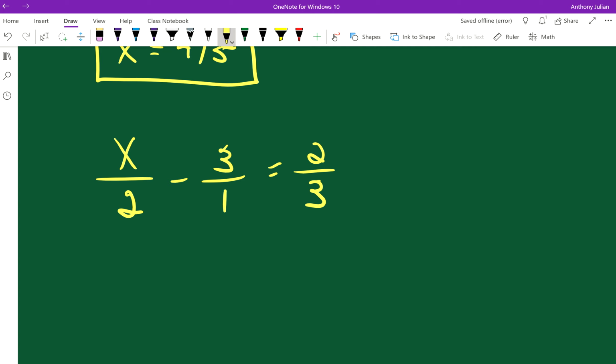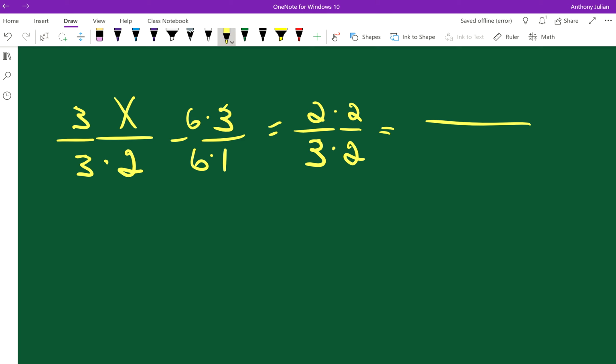Let's see what happens here. If I get all my denominators to be 6's, then I would multiply the 2 by 3, top and bottom. The 1 I'd multiply by 6, top and bottom. And the 3 I'd multiply top and bottom by 2. Now we know the denominator is 6. When all the denominators are the same, I can just concentrate on the numerator. So the first one is going to be 3x over 6 minus 18 over 6 equals 4 over 6.